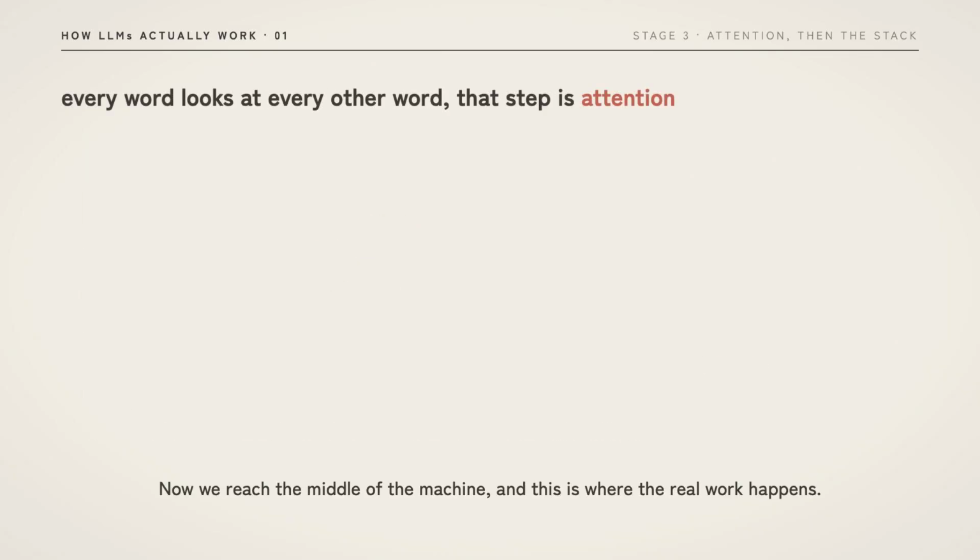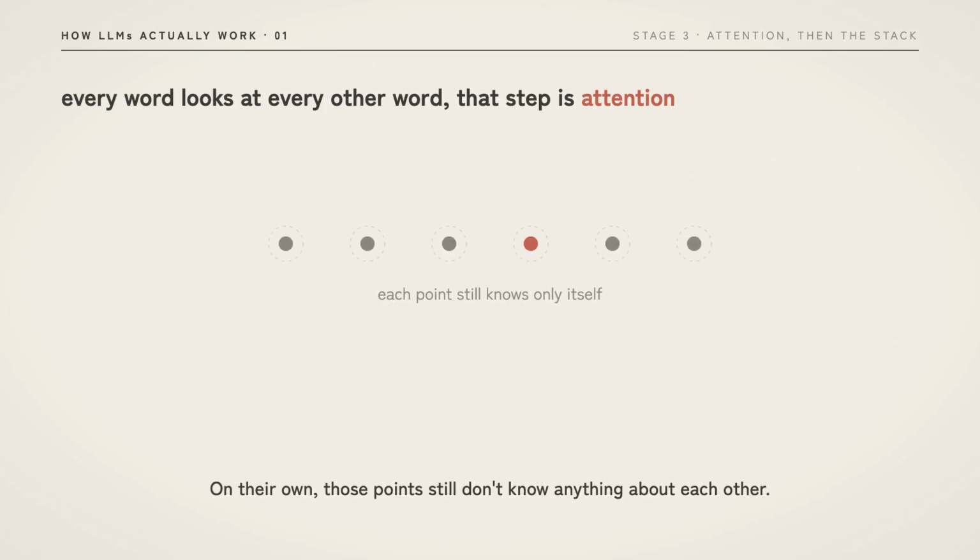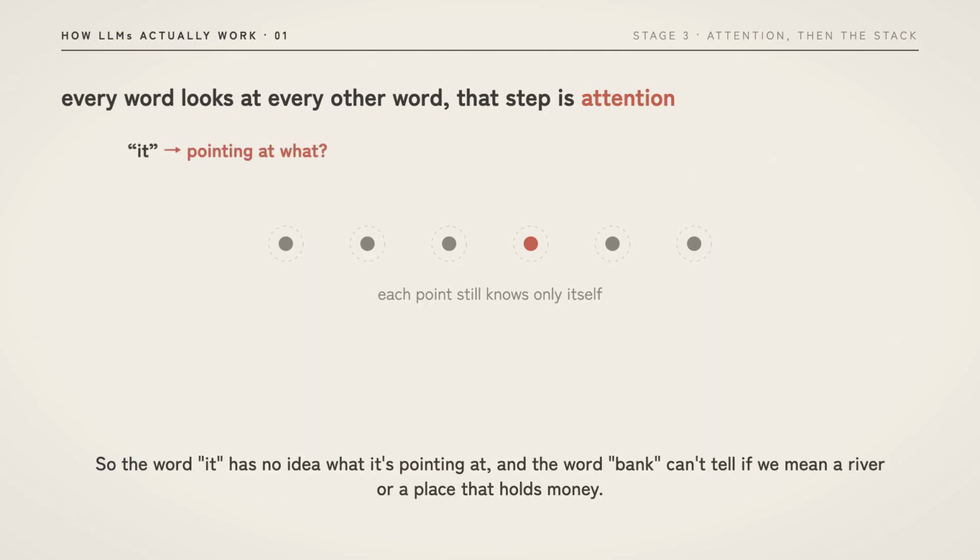Now we reach the middle of the machine, and this is where the real work happens. On their own, those points still don't know anything about each other. So the word it has no idea what it's pointing at, and the word bank can't tell if we mean a river or a place that holds money.